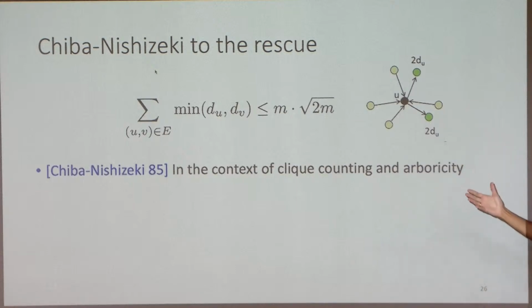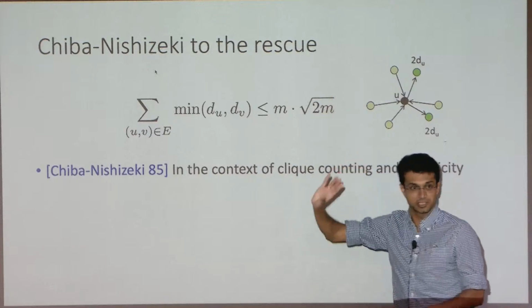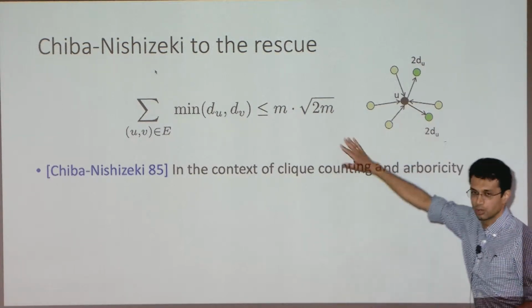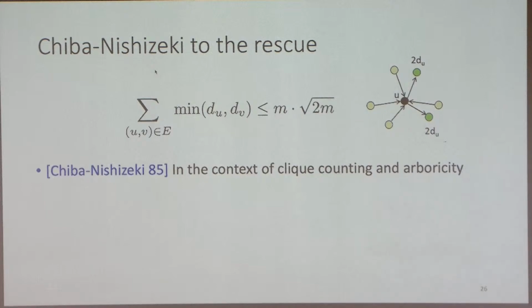And this is in the context of clique counting. For those of you who know what the arboricity or degeneracy is, this is the graph degeneracy. And so this bound is very useful in lots of triangle counting results. Triangle counting, clique counting results, like just knowing this bound, I have simplified existing results.